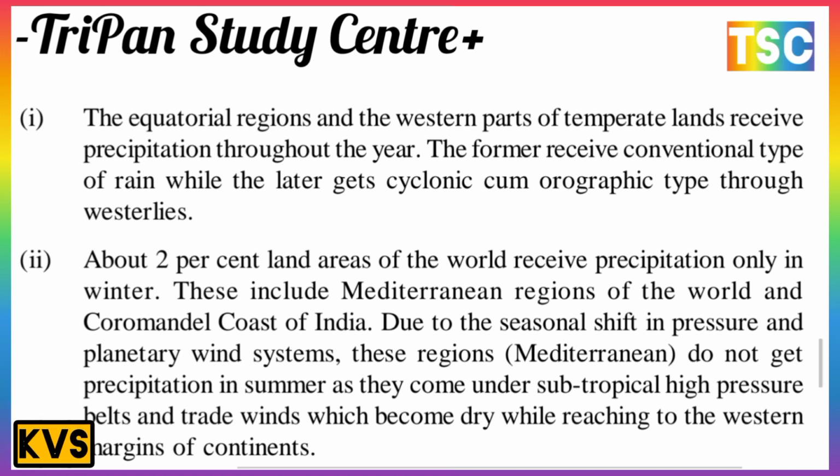The second point is important here. About 2% of land area of the world receives precipitation only in winter. This includes the Mediterranean region of the world and the Coromandel coast of India, due to seasonal shift in pressure and the planetary wind system. The Mediterranean does not get precipitation in summer as it comes under the subtropical high pressure belt and trade winds, which become dry while reaching the western margins of continents.